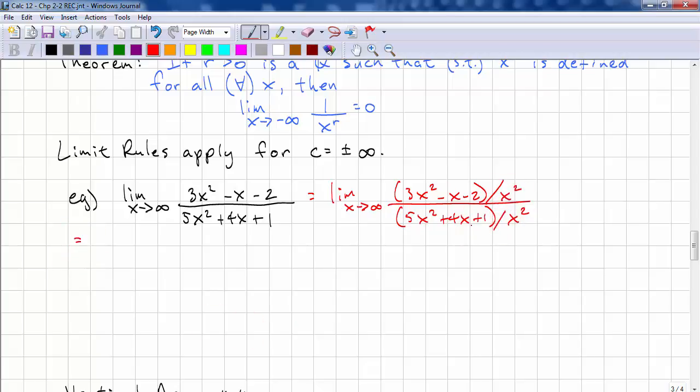And we simply distribute to each term. And now we need to use the limit rules and split up each term because we cannot take the limit of multiple terms.